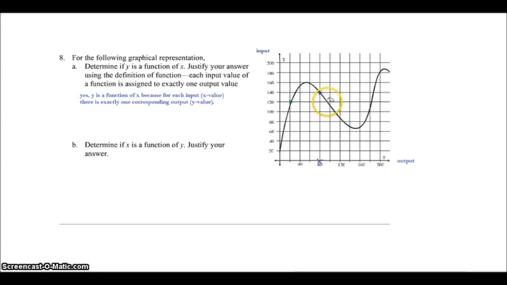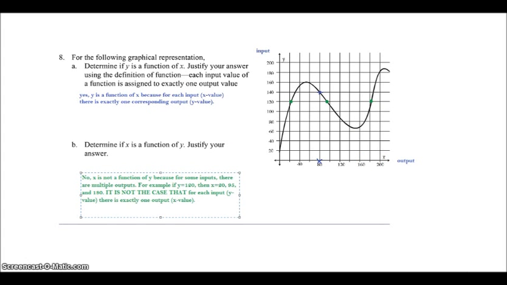Right here. And right here on our function. So if y is 120, well, that's our input. There are three different outputs: an output of x equals 20, an output of x equals about 95 or so, and an output of about x equals 180.